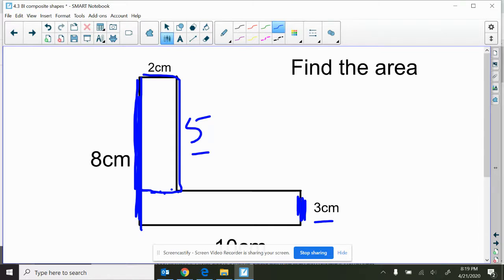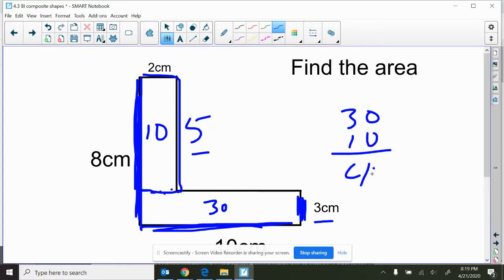So 2 times 5 gives me 10 for the area of the top rectangle. The bottom rectangle is 10 going across the bottom times 3. 10 times 3 is 30. So now we have two rectangles, one is 30, one is 10. If we add those together, we get 40 centimeters squared, the area of my composite shape here.